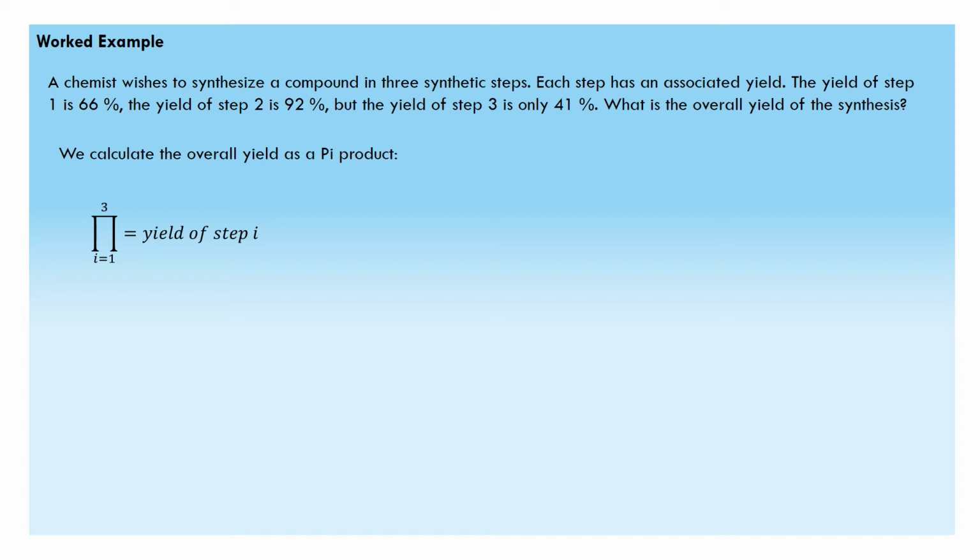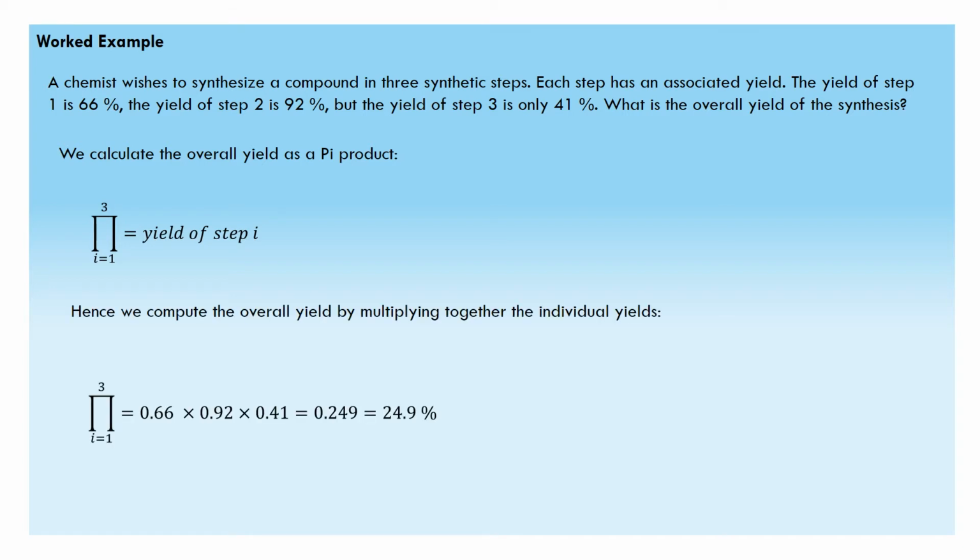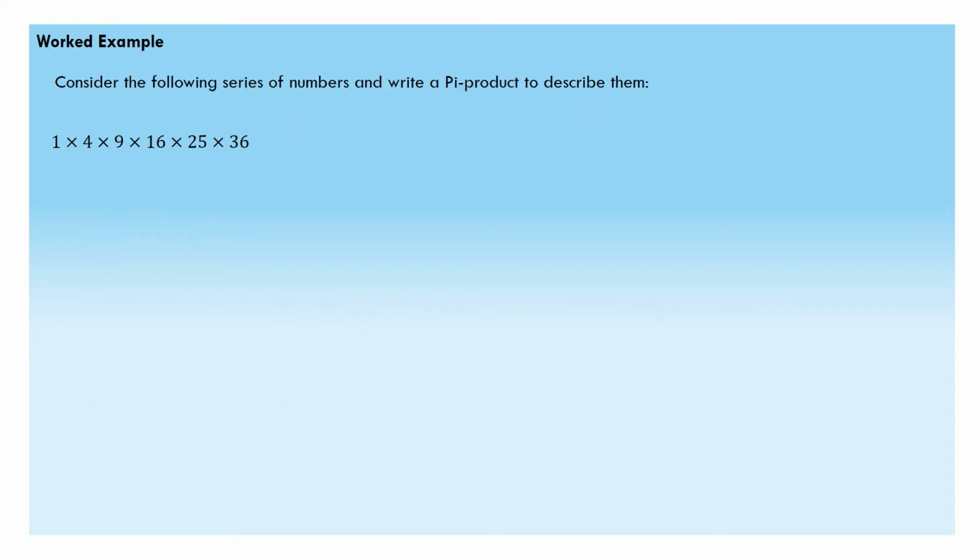So we can calculate the overall yield then as a pi product. And you'll see here what I've done is very simply multiply this series of numbers together. I've got a yield of step 1 of 66%, a yield of step 2 of 92%, and a yield of step 3 as 41%. And I can multiply those 3 numbers together using a pi operator.